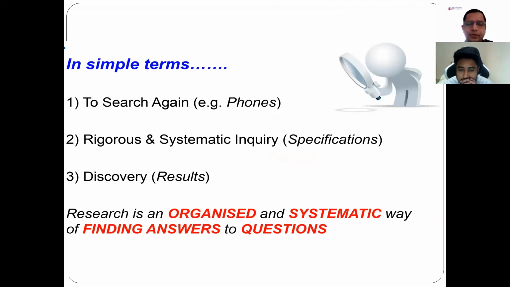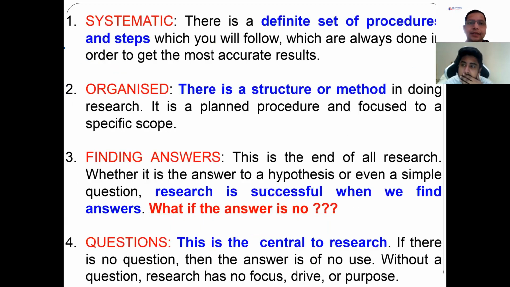Now, in academics, your research, the search should be rigorous and systematic. And your search should have some discoveries, some new knowledge. So research is an organized, a systematic way of finding your answer to your questions, right? So this has to be very systematic, finding an answer.